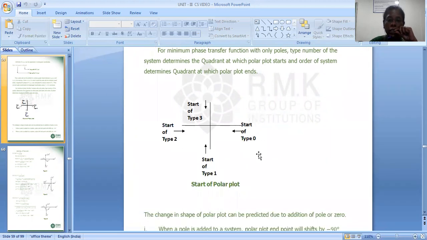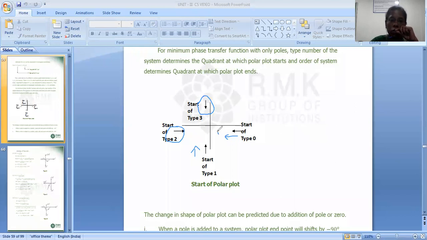But before that, you can see this is the hint: based on the type number of a system, we can identify in which quadrant the polar plot will start, and based on the order of the system, in which quadrant it will end. If it is a type 0 system, it will start at this point. If it is a type 1 system, it will start at this quadrant. And if it is type 2, it starts from here, and for type 3, it starts from here. In the same way, based on the order of the system, the polar plot will end in this way.